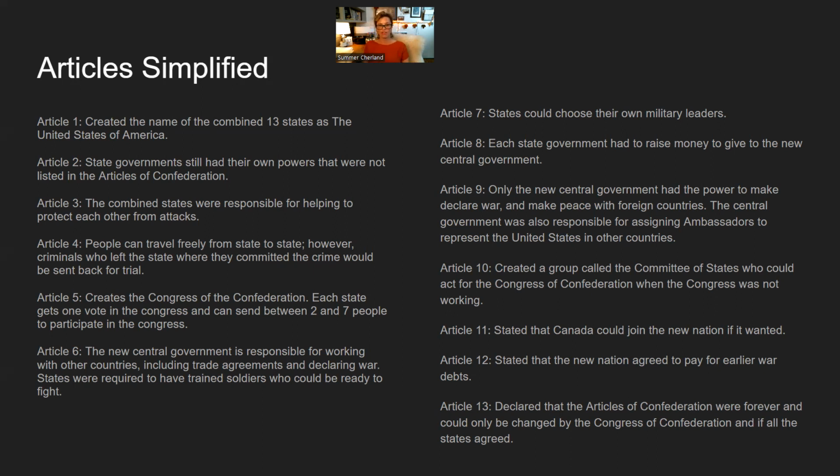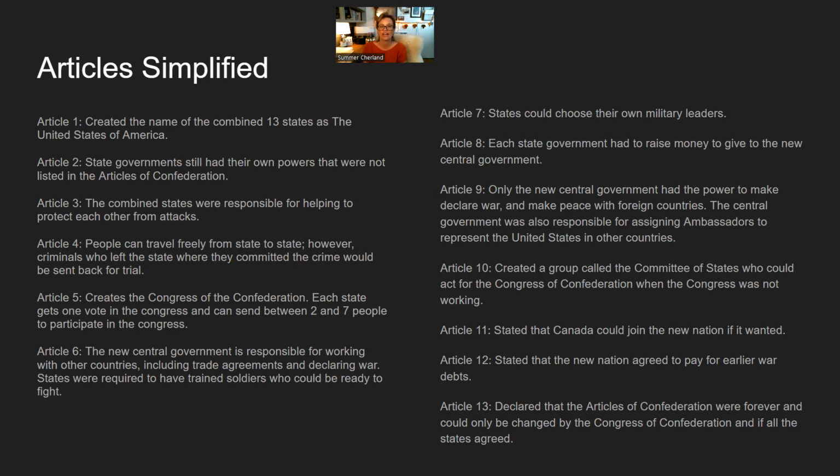So Article 1 combined the 13 states under one title of the United States of America. Article 2 basically said that anything not referenced in the Articles of Confederation was the power and the authority of the states. So that gave the states all the power that was not identified in the Constitution or the Articles. The third is that the combined states were responsible for helping each other if there was an attack. So we just sort of expect these friends, this league of friends, to just kind of help each other out if necessary. Article 4 has to do with who's allowed to travel from state to state, and if there is a person who is convicted of a crime, kind of how that affects their legal standing.